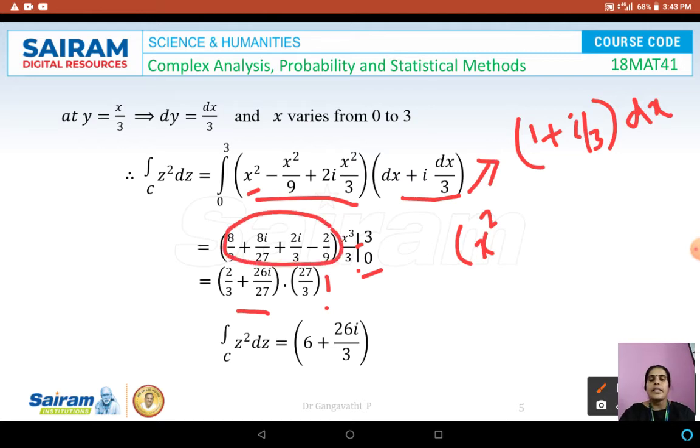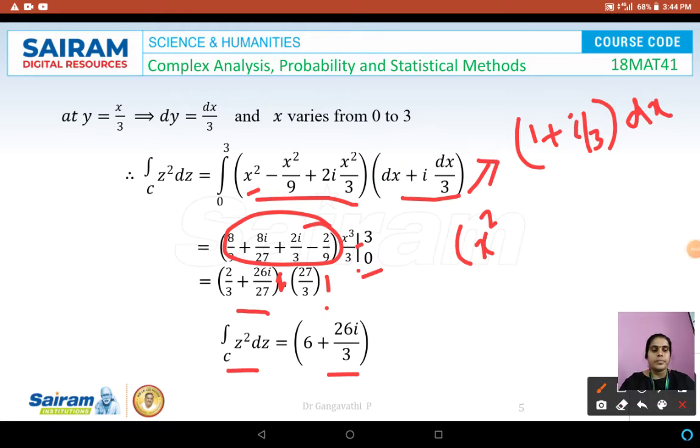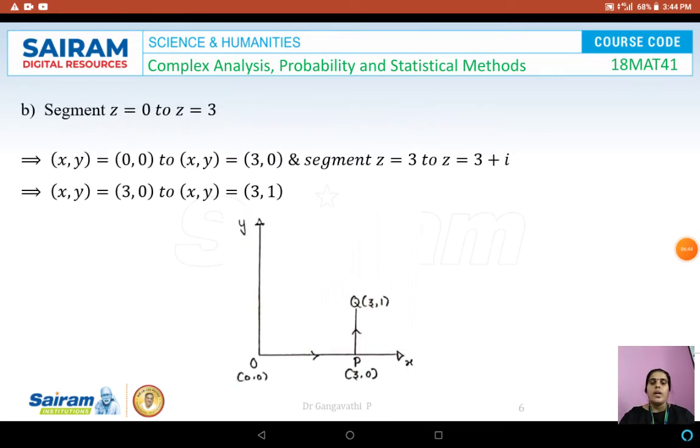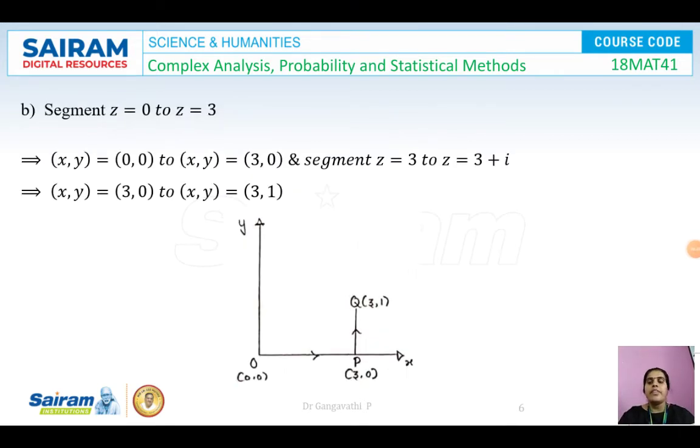This entire thing gives you the real part and the imaginary part. So therefore, the integral over C of z square dz results in 6 plus, again taking the LCM, 26i by 3. So this is how we need to perform the integration. Now let us take the second curve given. The second one was the segment z equal to 0 to z equal to 3.